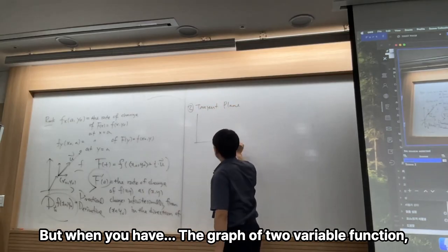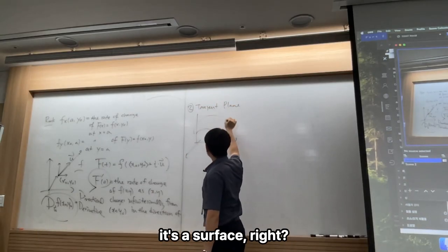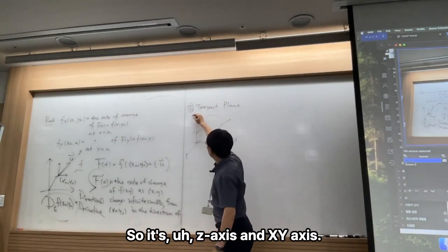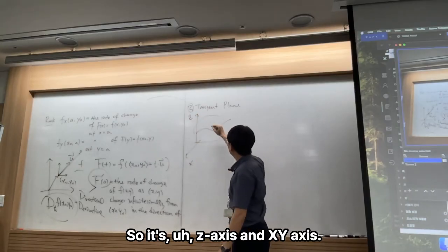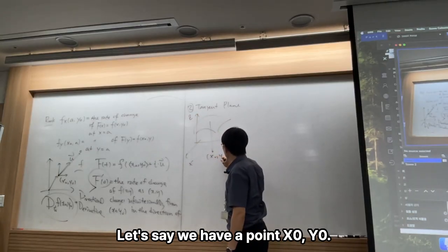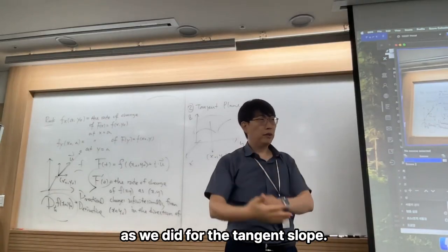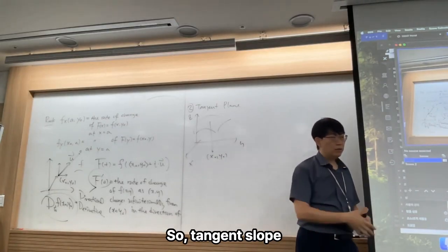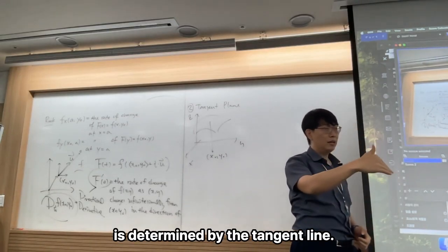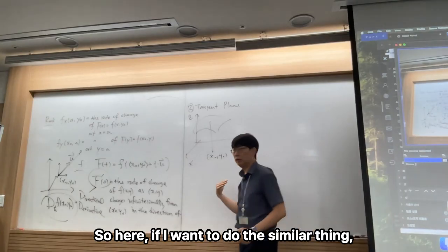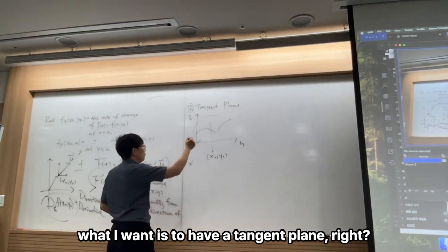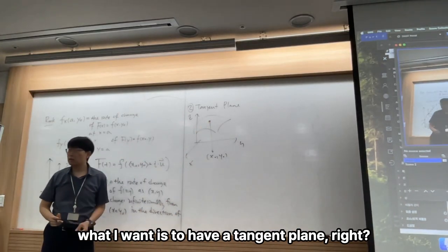the graph of a two variable function, it's a surface, right? So there's a z-axis and an xy-plane. Let's say we have a point x0, y0. I want to do a similar thing as we did for the tangent slope. The tangent slope is determined by the tangent line. So here, if I want to do the similar thing, what I want is a tangent plane, right?